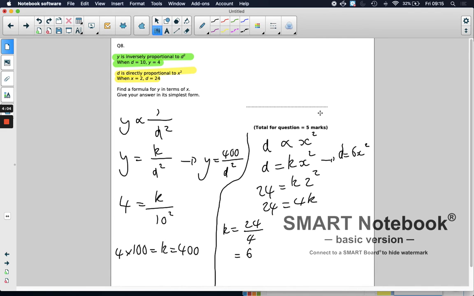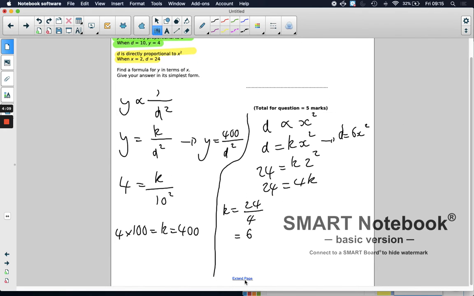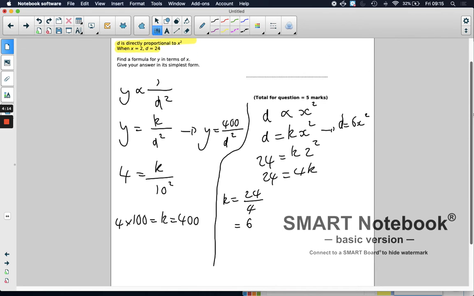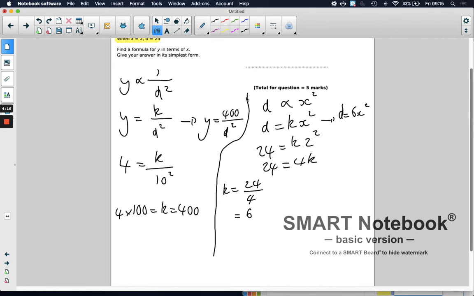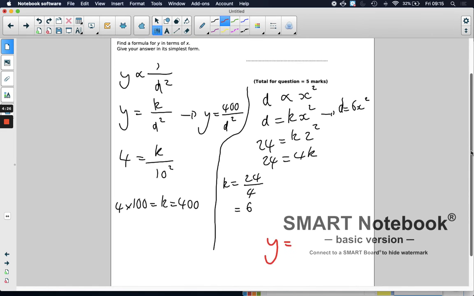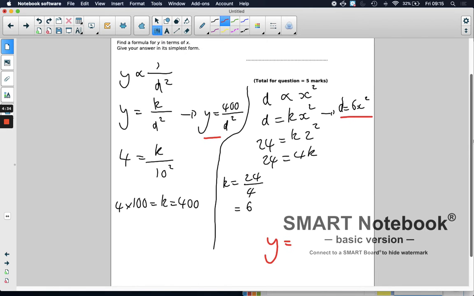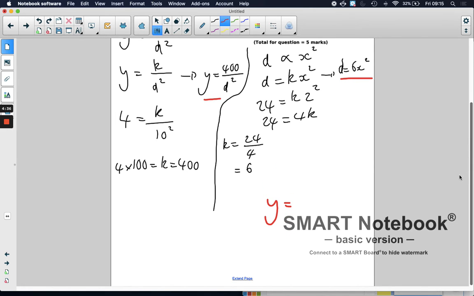Got one last thing I need to do to get this answer correct. That is, I want to find the formula for y in terms of x. So what it's asking me to get to is a point where I've got y equals something about x. That means I need to link my 2 formulas I've found. The 2 formulas I've found are this and this. And to do that, I can just substitute one into the other. Okay, so let me show you how to do that.